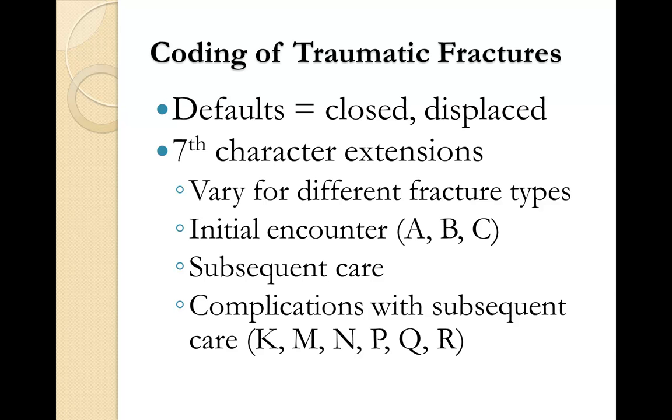For coding traumatic fractures, we did do a little bit of coding with pathologic fractures back in the musculoskeletal chapter. So now we're looking at traumatic fractures. So these do indicate, as we saw with the fracture of the forearm, again, open or closed is going to be indicated in your 7th character extension.